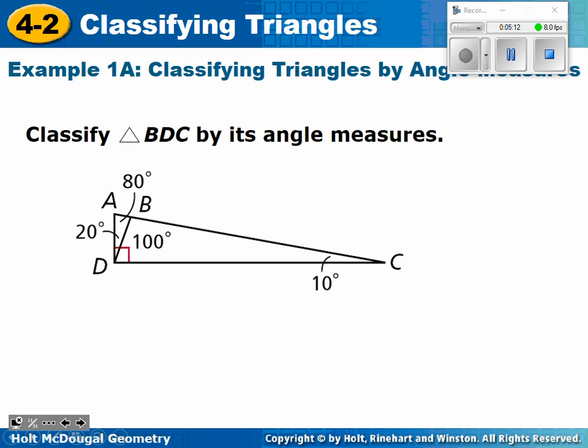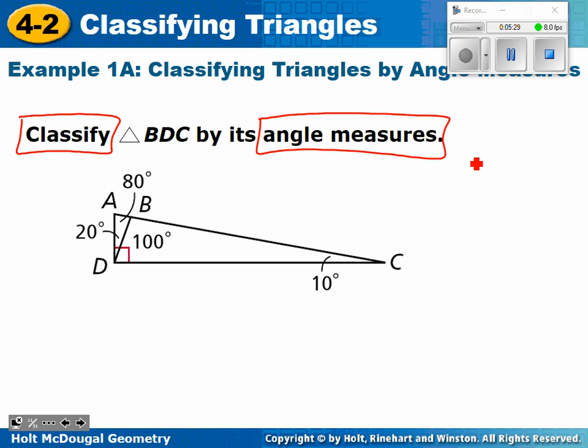Okay, so those are the kinds of things that you might see on an always, sometimes, never question. All right, so now we're classifying. Make sure you're clear. Classify means give it a name that's either obtuse, right, acute, or equiangular, since we're basing it off angle measures. So we're looking at triangle BDC. Find that triangle in your picture. Based off the angle measures, what kind of triangle would that be?